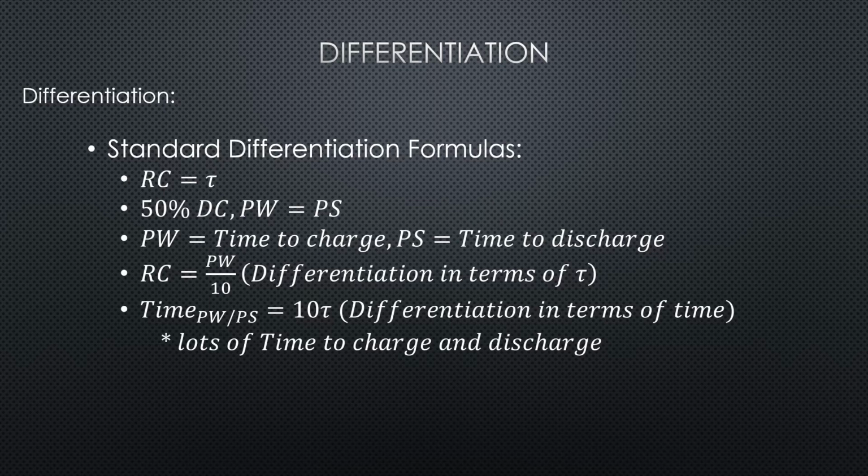Now, for differentiation to occur, we need RC to equal the pulse width divided by 10. And we can rewrite that equation and say that the time of either pulse space or the pulse width, that time for the pulse, is going to be 10 times tau. So there's lots of time to charge and discharge. We've got more than enough time to fully charge and discharge during each pulse width and each pulse space.